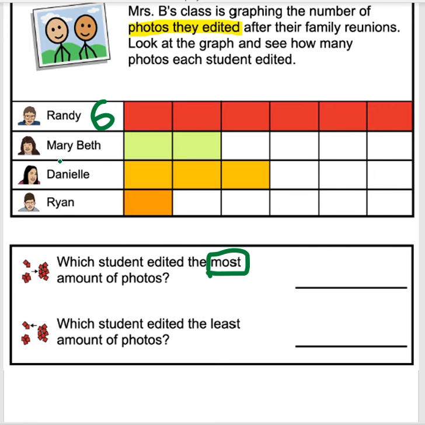Now we're going to count Mary Beth's. 1, 2. Mary Beth had 2. Now we're going to count Danielle's. 1, 2, 3. Danielle had 3 photos edited. And let's count Ryan. Ryan had 1.